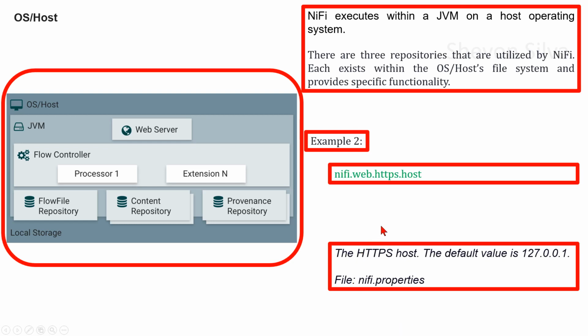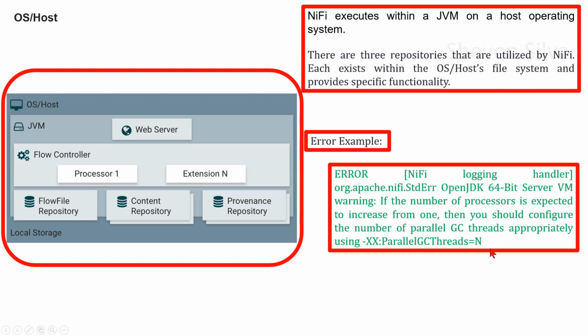As an example too, we can consider nifi.web.https.host. This signifies the HTTP host. Default value is 127.0.0.1. This is in the nifi.properties file.